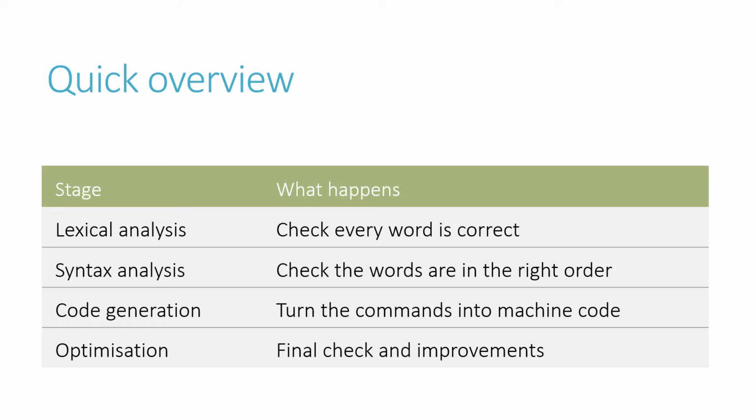This slide shows all 4 stages with a quick overview, and then we'll look in slightly more detail at each stage. At lexical analysis, the compiler checks that every word or symbol used in the program is the correct one. For instance, it'll spot your spelling mistakes at this point. At the syntax analysis stage, it will check that the symbols are correctly used, in other words, that the words are in the right order. At code generation, the commands are turned into machine code, and at the final stage of optimization, optimum means best, the best. So at optimization, it's checked to make sure that it's the best version you can get.